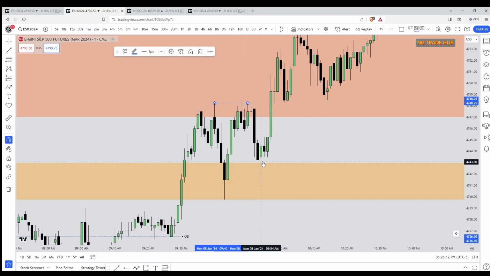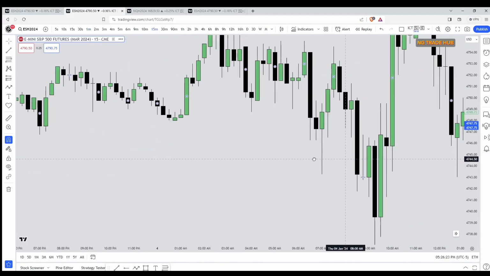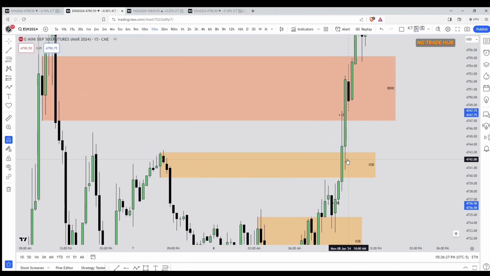Price breaks down lower here, trades back down to this last down close candle, breaks higher, creates a bullish change in the state of delivery. So this is out of that 15-minute inversion order block. Just because I know some of you guys would like me to do this, I'm going to zoom back out. And this is where we were just viewing.